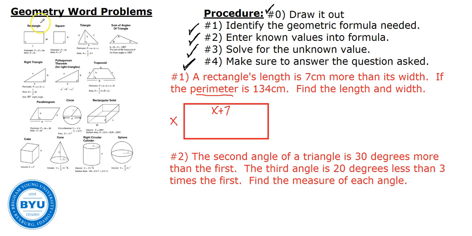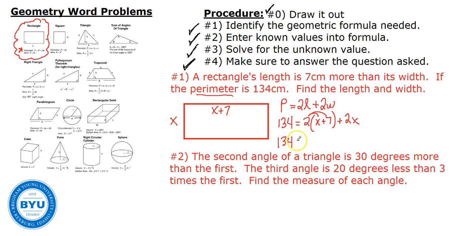So let's go to our rectangle here and use the perimeter formula. The perimeter formula is P equals 2 times the length plus 2 times the W. Let's plug in these values. The perimeter is 134. The length is x plus 7. And the width is x. Now I'm going to solve for x. I'm going to distribute the 2 here. 134 equals 2x plus 14 plus 2x.